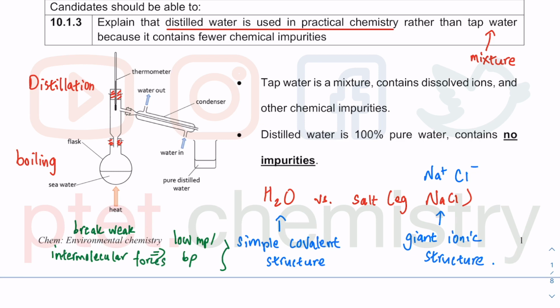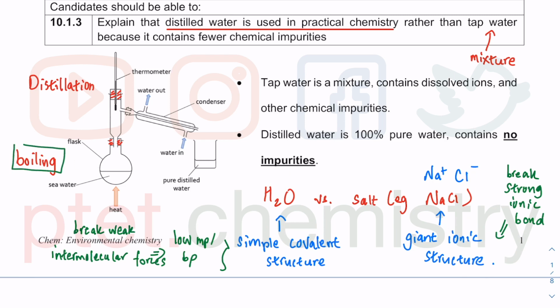Whereas for the giant ionic structure, we need a lot of energy in order to break the strong ionic bonds. Their melting point is going to be in the range of thousands, or probably just under 1,000. So basically we are not going to boil it before we melt it. We are going to easily boil the water first. So boiling is the first step involved in distillation.